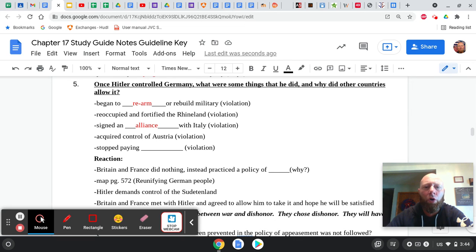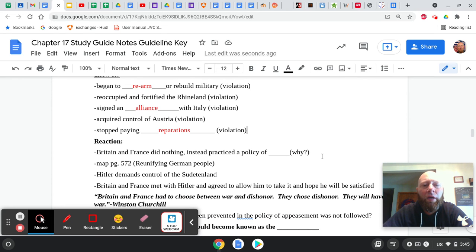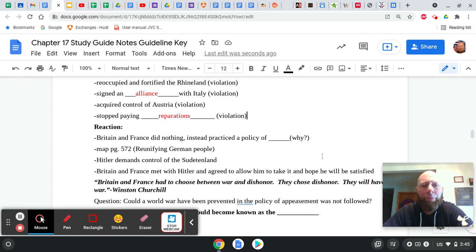All right, keep in mind, this is all without a shot fired, without any aggression. People in Austria, unless you were Jewish, were delighted at this. They had parades for Hitler coming in. All right, and finally stopped paying all reparations. Okay, he said, we're not paying any more reparations. We've got to take care of ourselves, and challenged the world to do something about it.